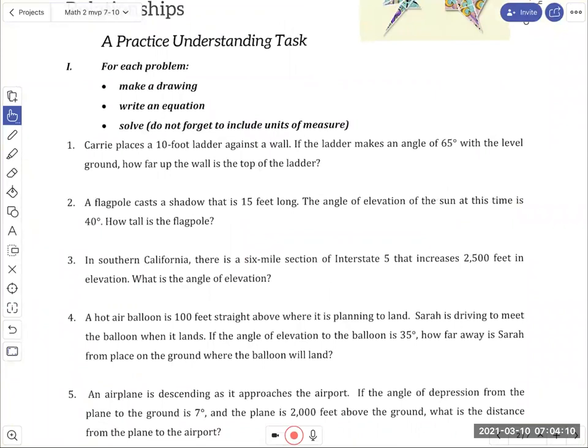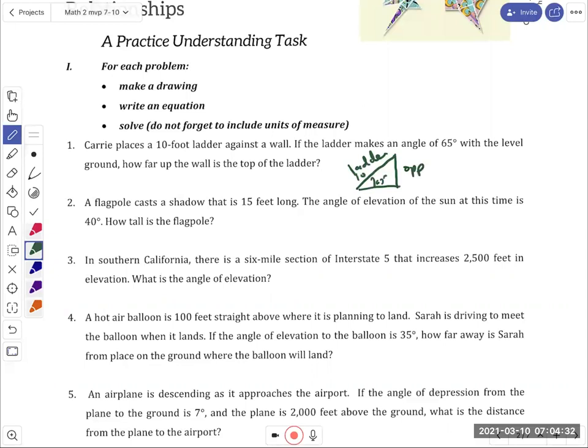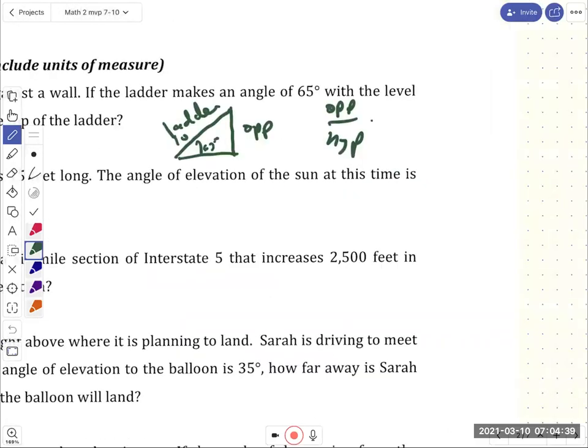So in this one, for example, you have the wall and you have the ladder. There's your ladder, that's 10 feet. And then you have this angle that's 65 degrees. So you say, well, what do I care about? I care about the opposite to the hypotenuse, and the opposite to the hypotenuse is the sine. So the ratio is going to be the sine of 65 degrees.